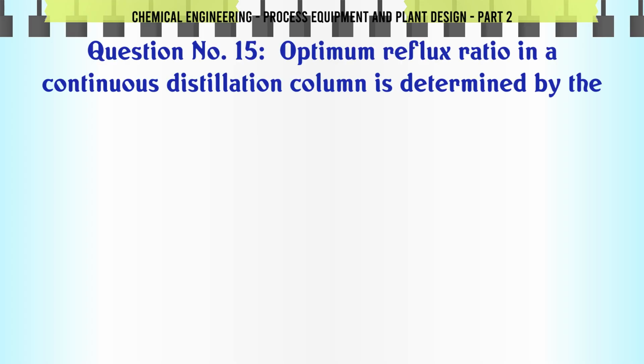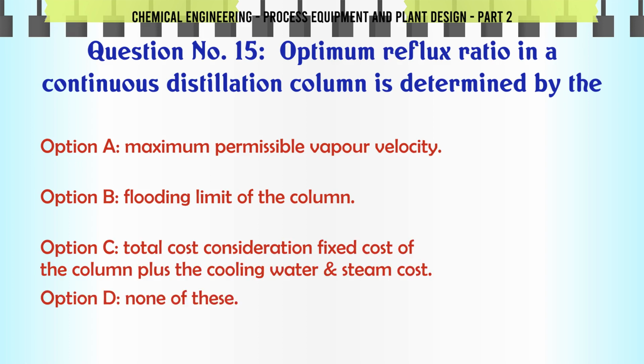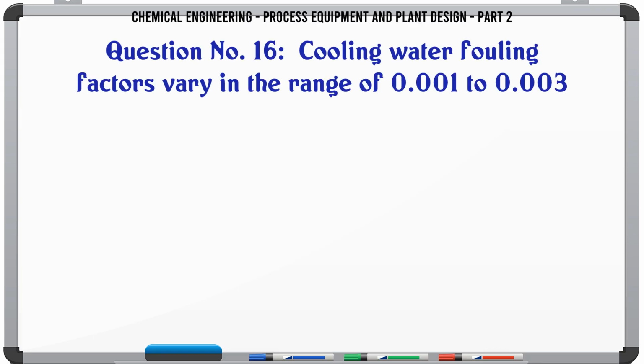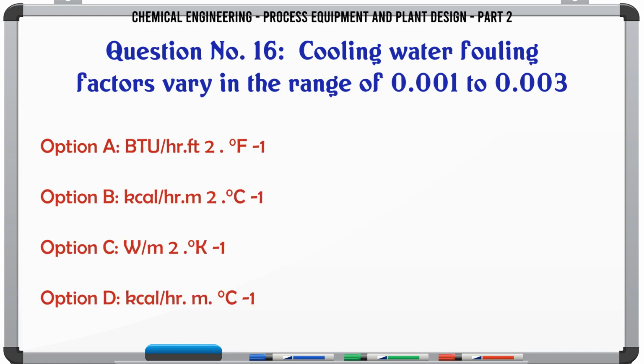Optimum reflux ratio in a continuous distillation column is determined by the: A. maximum permissible vapour velocity, B. flooding limit of the column, C. total cost consideration: fixed cost of the column plus the cooling water and steam cost, D. none of these. The correct answer is total cost consideration: fixed cost of the column plus the cooling water and steam cost. Cooling water fouling factors vary in the range of 0.001 to 0.003.